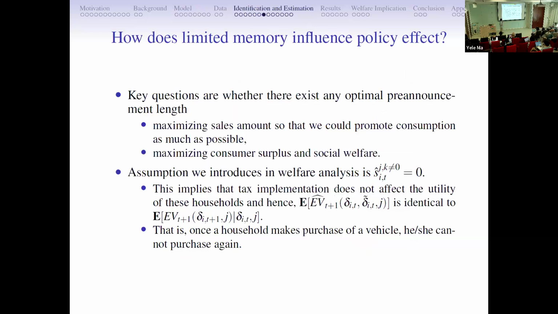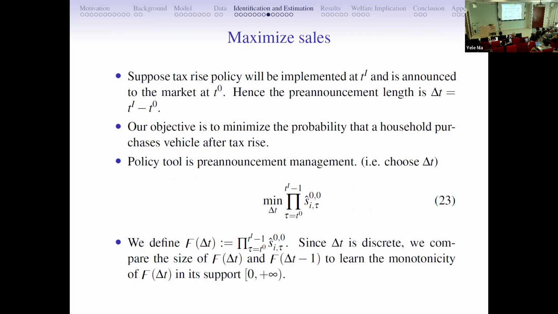Okay. And here we get some theoretical analysis based on our discrete choice model. What we want to study is, should the government give some pre-announcements to the market, supposing that they want to maximize sales or the total social welfare. And at first, we minimize the probability of not purchasing a vehicle during our research window as a proposed policy objective.